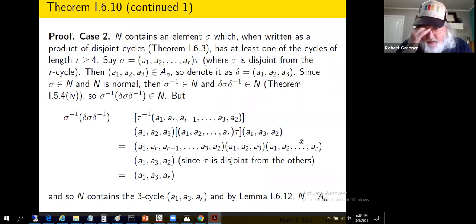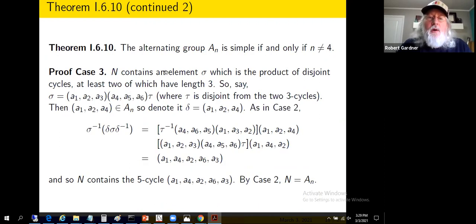All right, so let's see. The first one involved a cycle of length 3. The second one involves cycles of length at least 4. So let's see what else we get. N contains an element sigma, which is a product of disjoint cycles, at least 2 of which have length 3. Okay, I think the first case had exactly 1 cycle of length 3. Yeah, that's right, because it used the previous lemma.